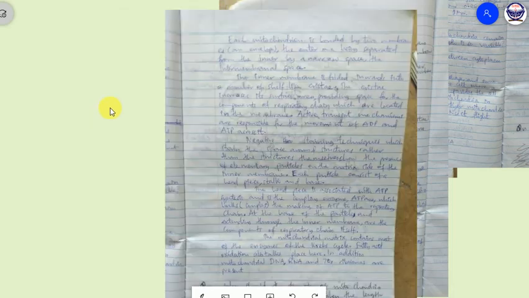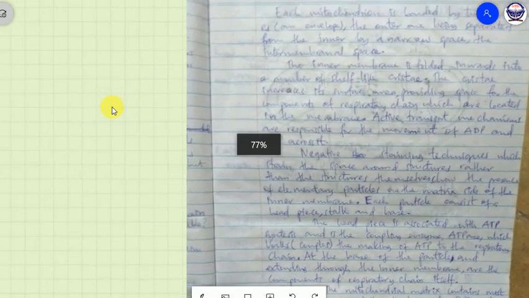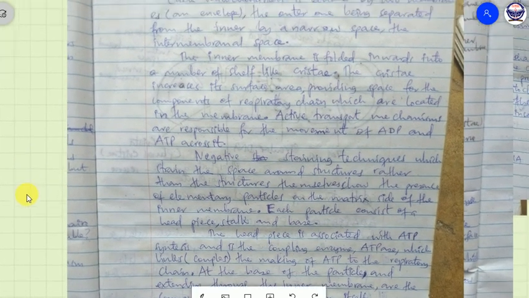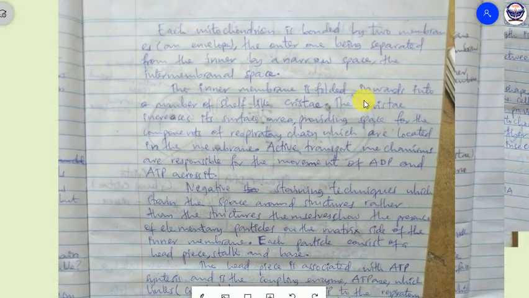So each mitochondria is bounded by two membranes, and they are called the envelope. The outer one is separated from the inner one by a narrow space, which is called the intermembrane space. Now the inner membrane is folded inwardly into a number of shelf-like cristae. The inner membrane is folded inward, as I showed you in the previous diagram.